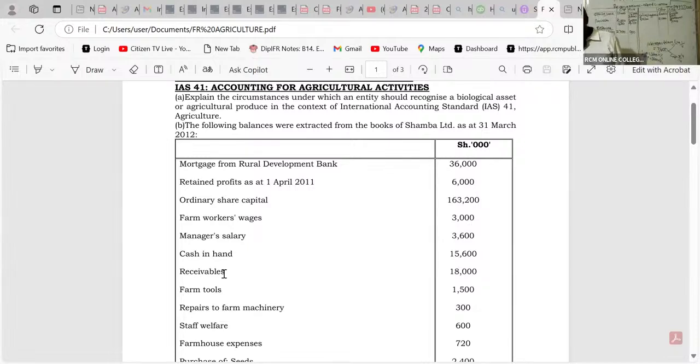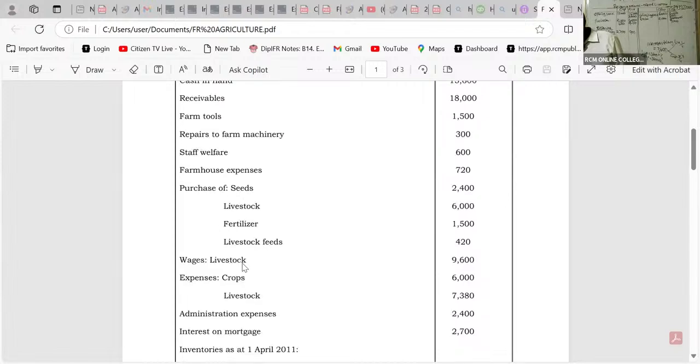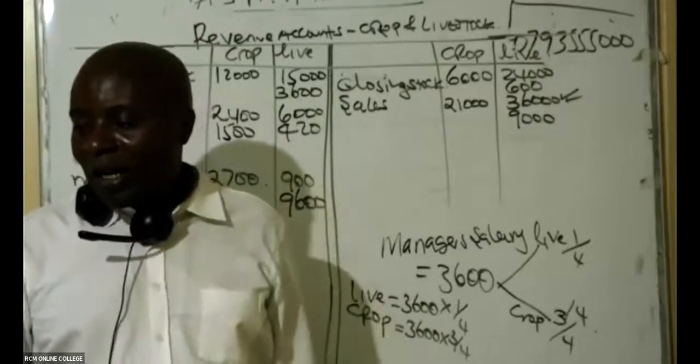The same case with our staff welfare. This will go to our income statement. Farmhouse expenses as well, these are not specific. Purchase of seeds, this we have seen. Wages, look at these wages. I can see wages for livestock, this is very specific. So I'll come and write wages, very specific. This is a direct expense. Wages for livestock is 9,600.